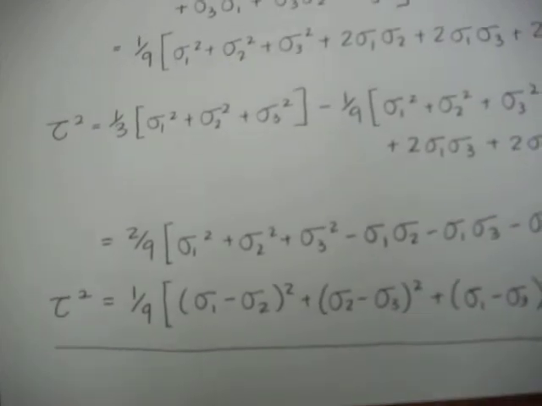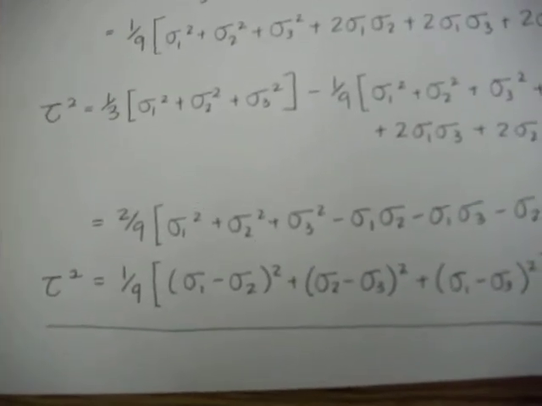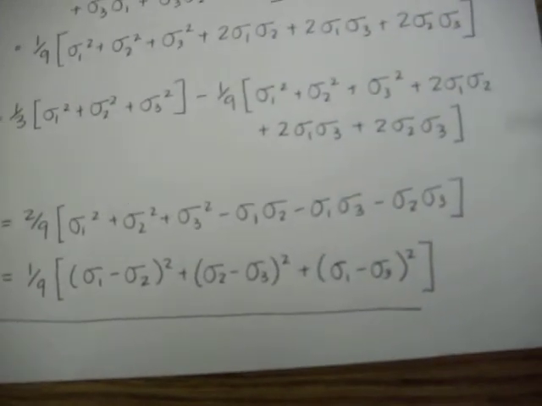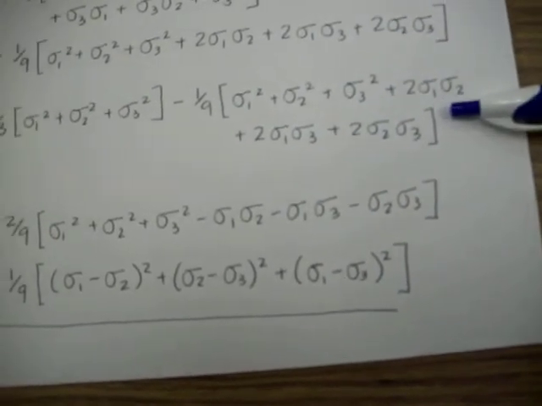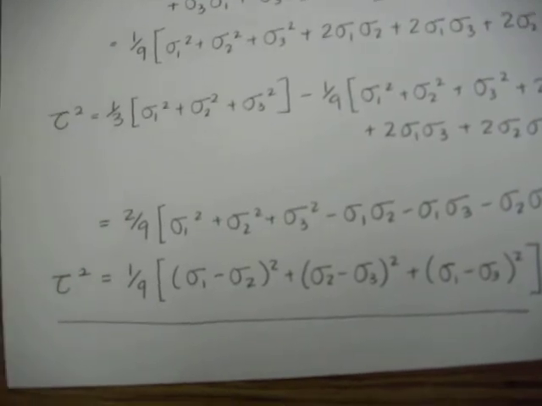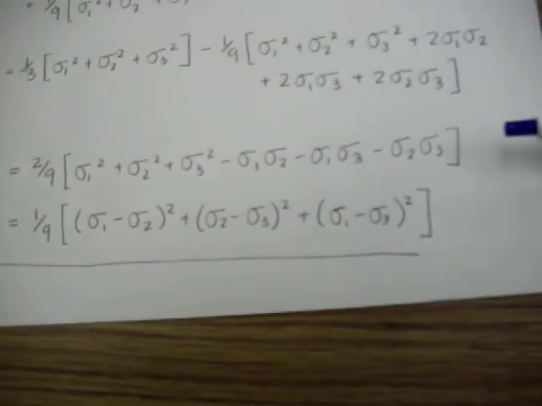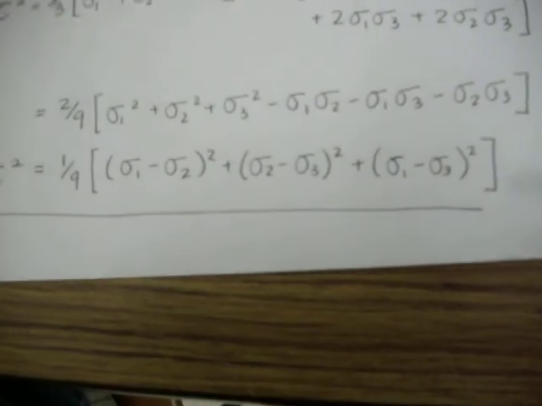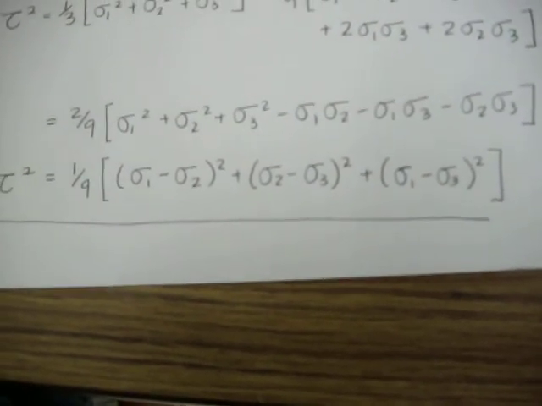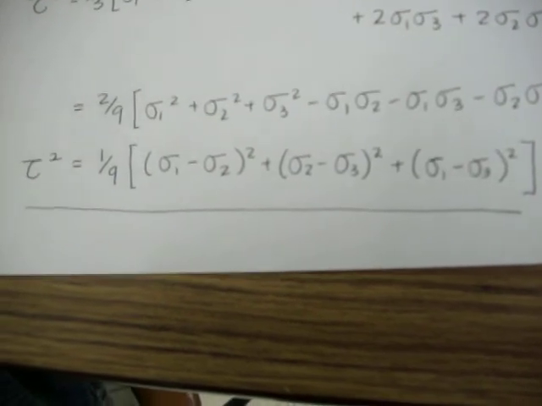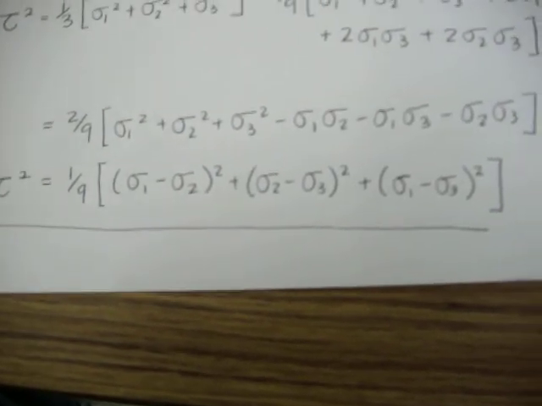And then substituting back in for the magnitude squared of the traction minus the normal component squared, you end up with this equation for the shearing component squared, which reduces down to this, and eventually you'll get the shearing component squared is equal to 1 over 9 times (sigma 1 minus sigma 2) squared plus (sigma 2 minus sigma 3) squared plus (sigma 1 minus sigma 3) squared, which is what we were looking for.